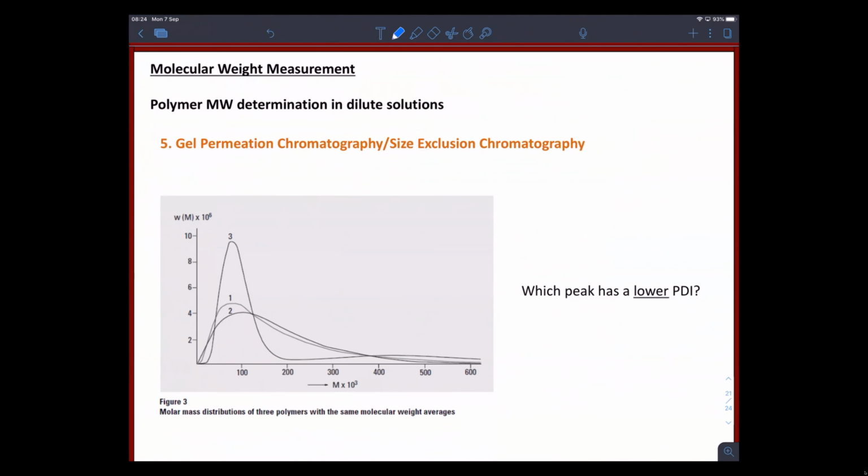So the simple thing that we can get from this is the PDI of the polymer, so we can know what the dispersity index is there. So just a quick question, which peak on there has the lowest polydispersity? Just give me the number.